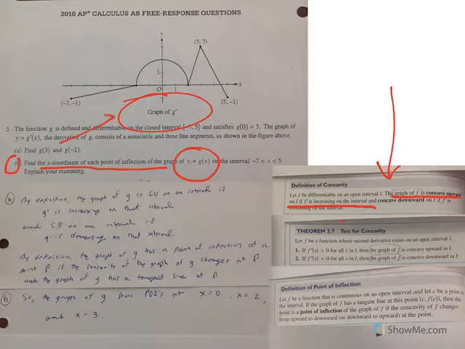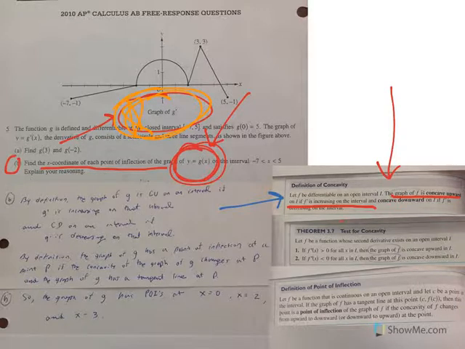And look at the graph of g prime so that you can determine where the graph of g is concave upward. Did I say look at the graph of g? I meant look at the graph of g prime. Look at the graph of g prime so you can determine where the graph of g is concave upward.